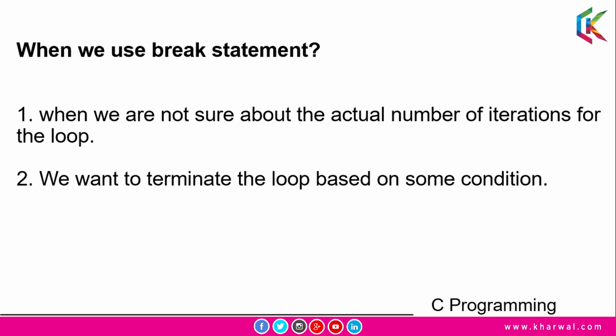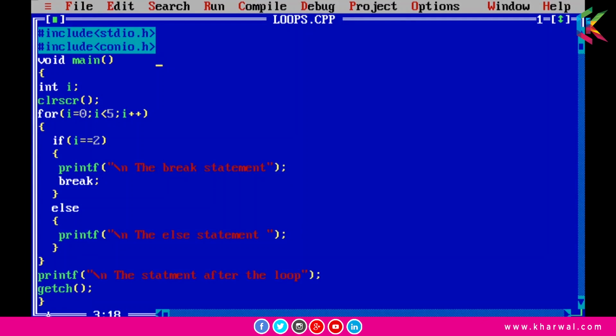Now let me open up the Turbo C++ compiler. In this program we will learn about the break statement. In this program the break statement will be executed if this condition is true. In this for loop I have assigned 0 to i and I am using the condition i less than 5. So 0 less than 5, and this condition will be true, and then it will check this condition. So 0 equals 2, and this condition will be false.